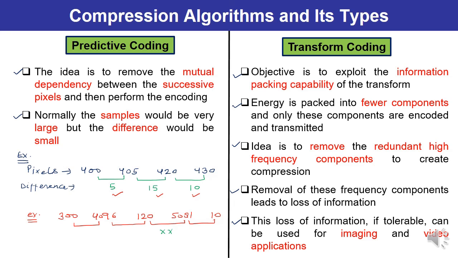Therefore, the basis for transform coding is frequency selection, obviously by removing higher frequency components, and another basis is information packing, and the concept of basis images. This is all about transform coding.